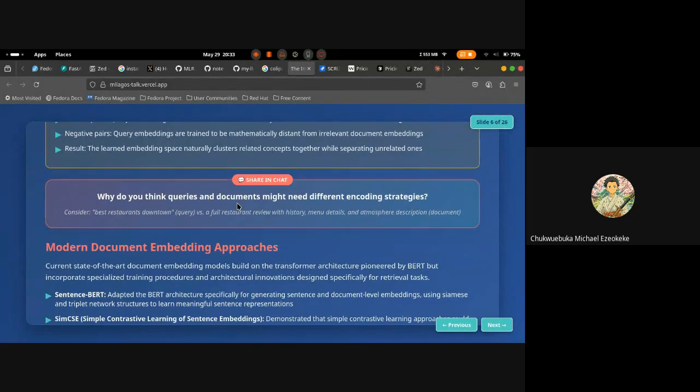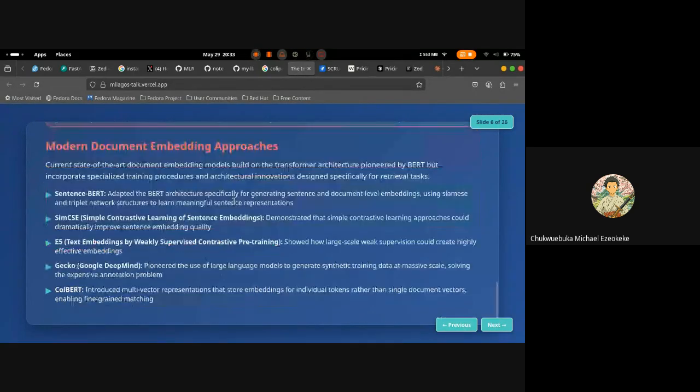Okay, someone replied that documents have different semantic context from query. Yes, you're correct. That is one of the major reasons why queries and documents should have different encoding strategies. So moving on to modern document embedding approaches, there are a lot of approaches available, but the major ones currently are sentence-based models.